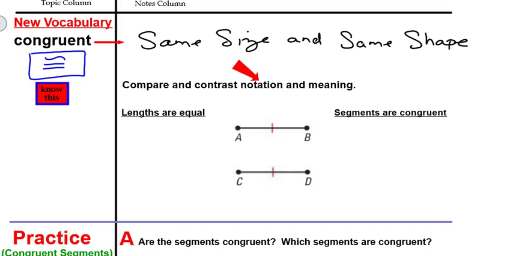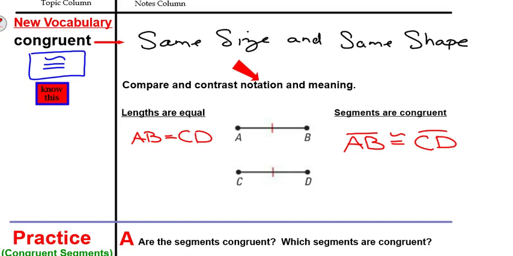When you look at these two pictures, you notice that we have the tick marks right here on the middle. Those tick marks are something that you put on a figure, a segment, if they are exactly the same. From A to B is exactly the same as from C to D. So, when we say the lengths are equal, we are saying that AB is equal to CD. When we say the segments are congruent, we say that segment AB is congruent to segment CD.